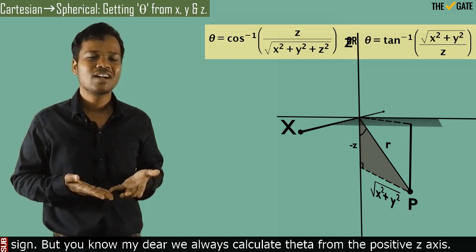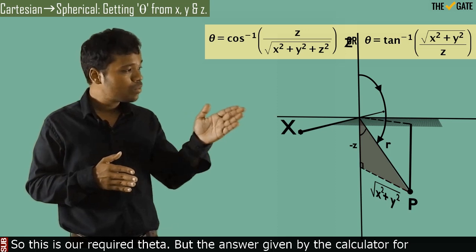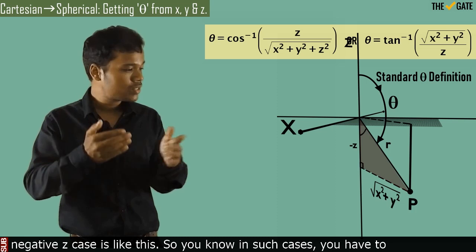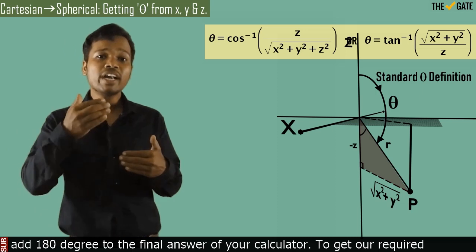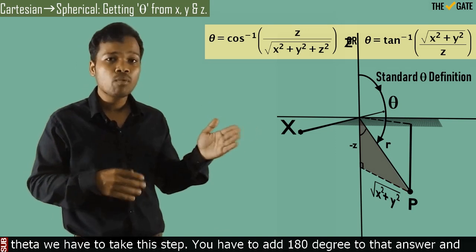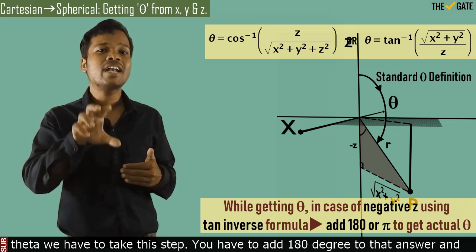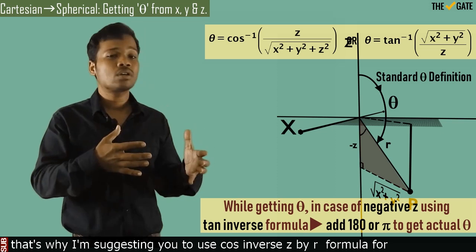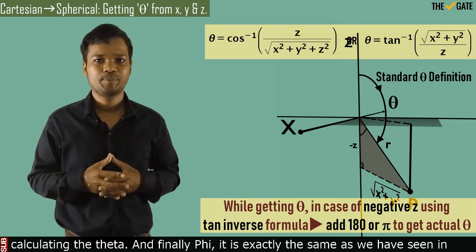But my dear, we always calculate theta from the positive z axis. So this is our required theta. But the answer given by the calculator for negative z case is like this. So in such cases, you have to add 180 degrees to the final answer of your calculator. To get our required theta, we have to take this step. And that's why I am suggesting you to use the cos inverse z by r formula for calculating theta.